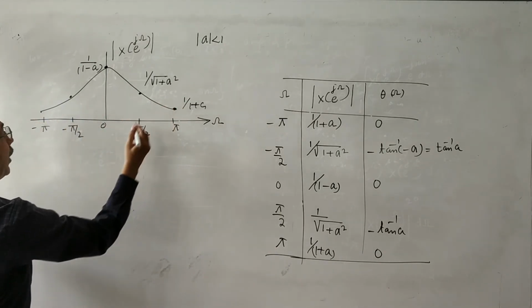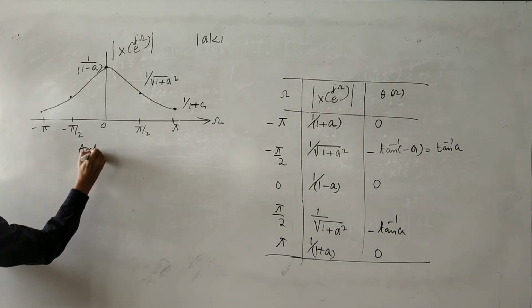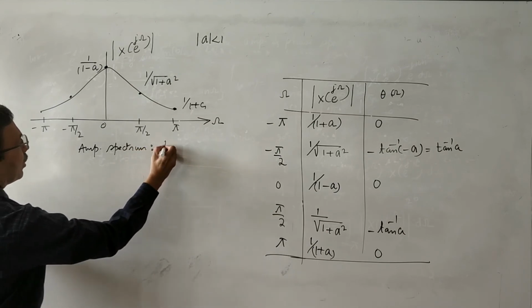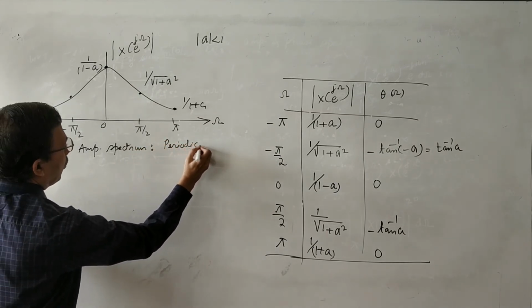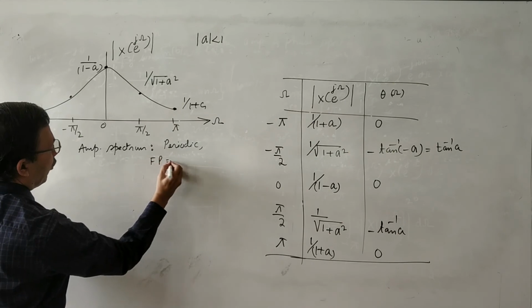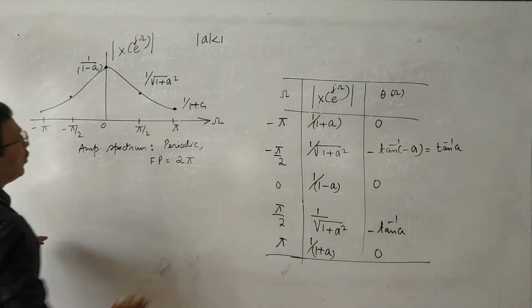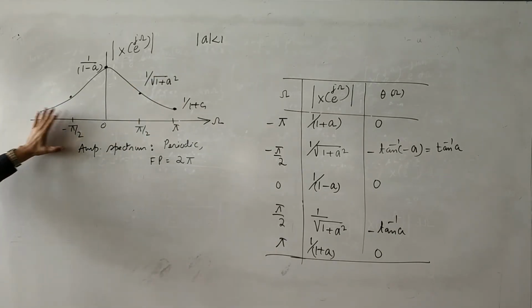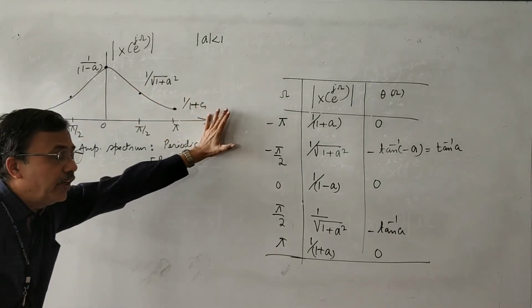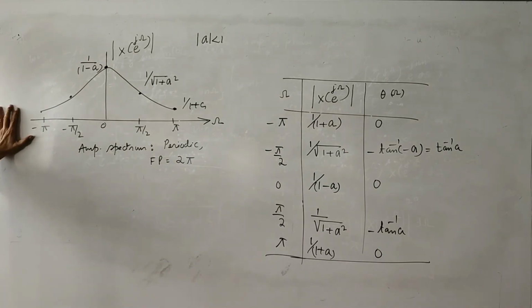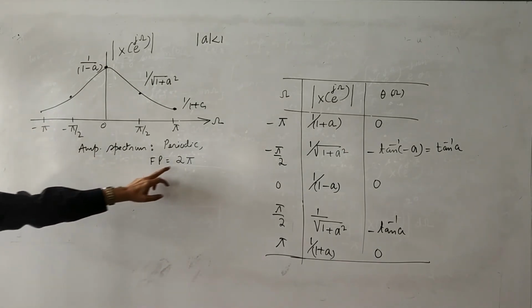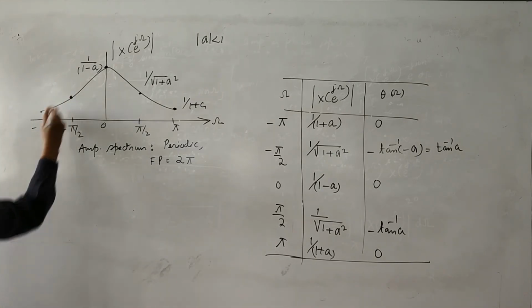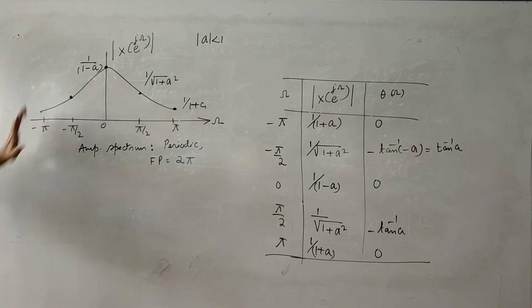This figure is periodic. This is the amplitude spectrum. This spectrum is periodic with a fundamental period equal to 2 pi. I have shown this spectrum only over one period. Actually, the spectrum extends from minus infinity to plus infinity, but it is shown only for one period equal to 2 pi. Therefore, we have plotted this figure from minus pi to plus pi. This spectrum exhibits even symmetry.